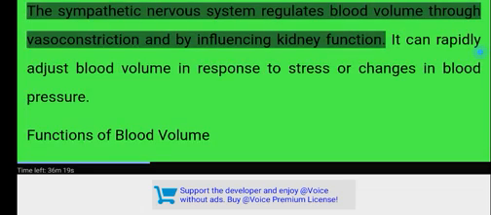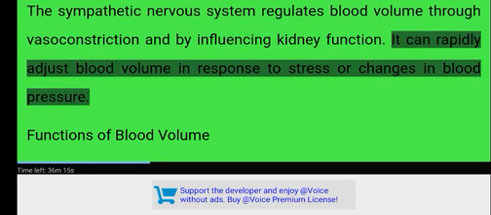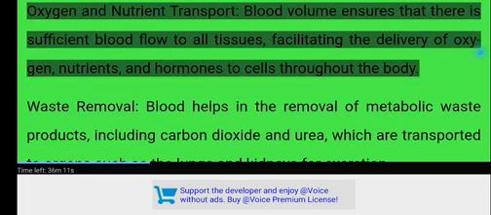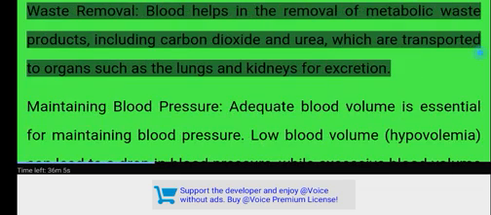Sympathetic nervous system. The sympathetic nervous system regulates blood volume through vasoconstriction and by influencing kidney function. It can rapidly adjust blood volume in response to stress or changes in blood pressure. Functions of blood volume. Oxygen and nutrient transport. Blood volume ensures that there is sufficient blood flow to all tissues, facilitating the delivery of oxygen, nutrients, and hormones to cells throughout the body.